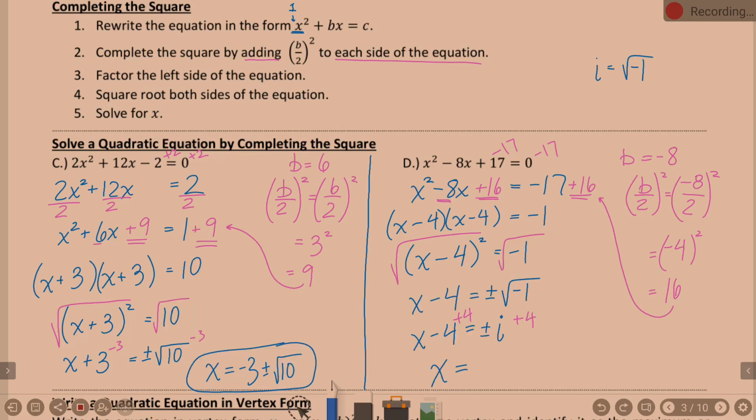How am I going to suggest you write that answer? 4 plus or minus i. And again, I'm not going to necessarily count you wrong if it's plus or minus i plus 4. It's just awkward. It's not necessarily wrong. It's just awkward, especially to me as a math person.